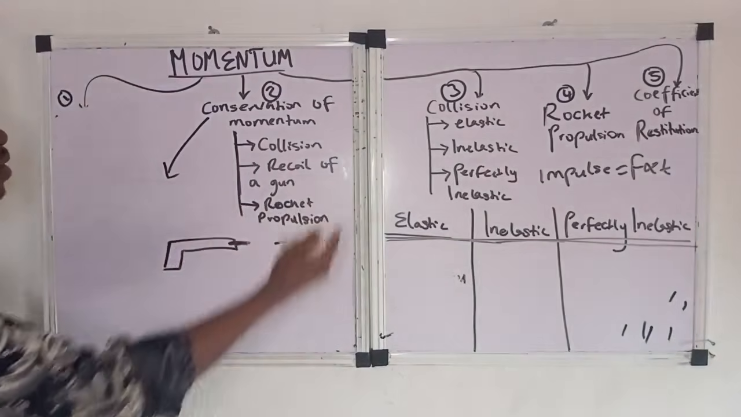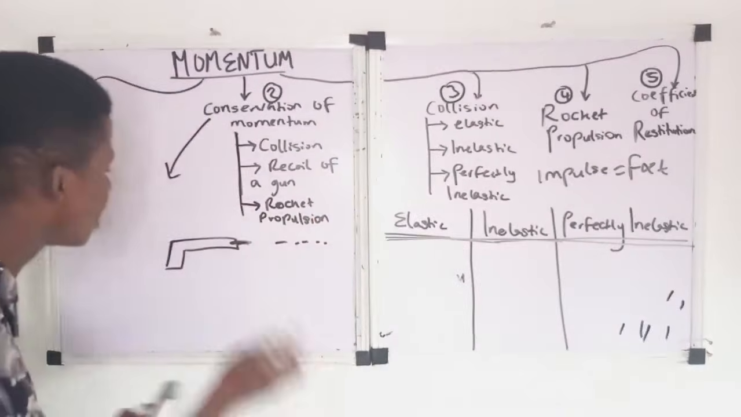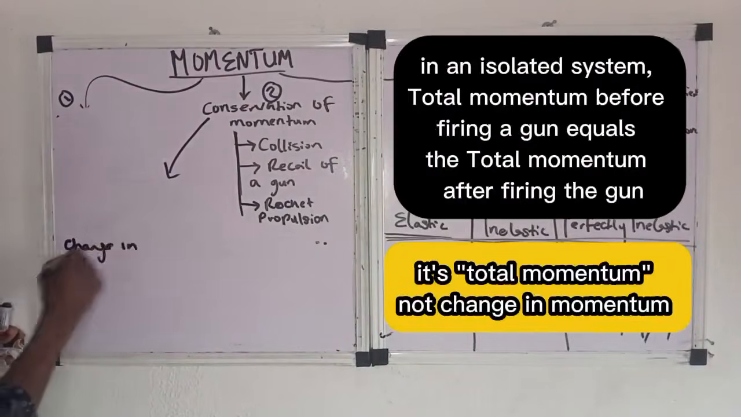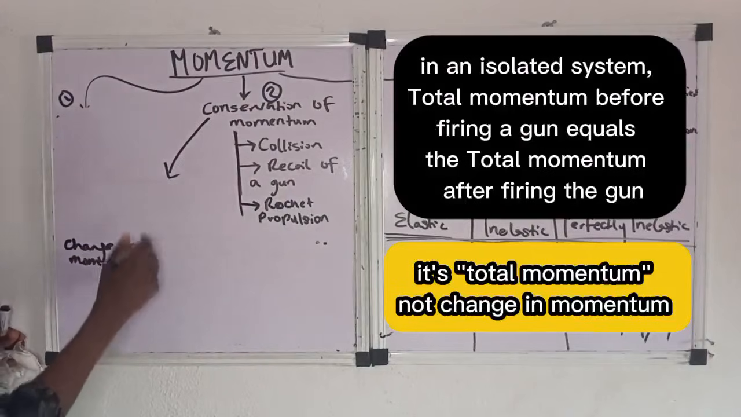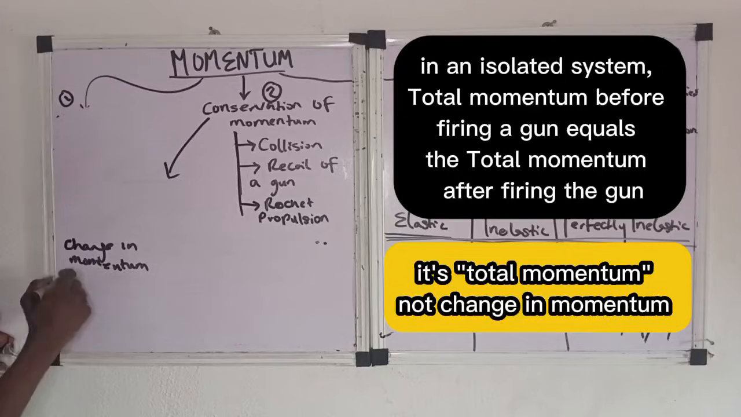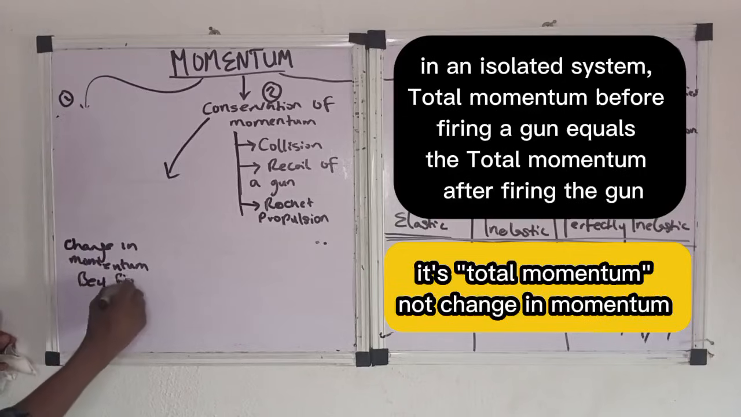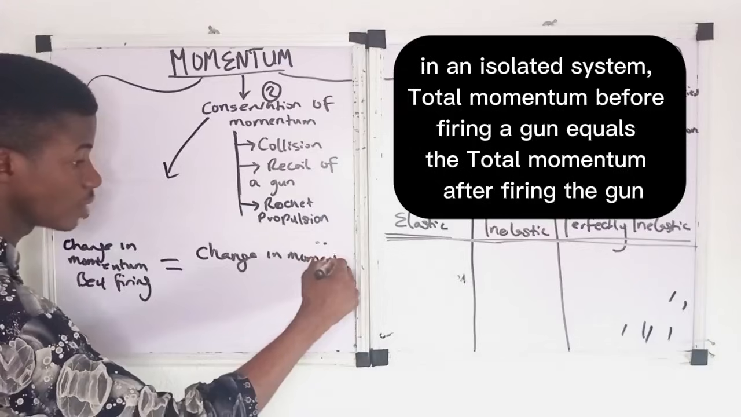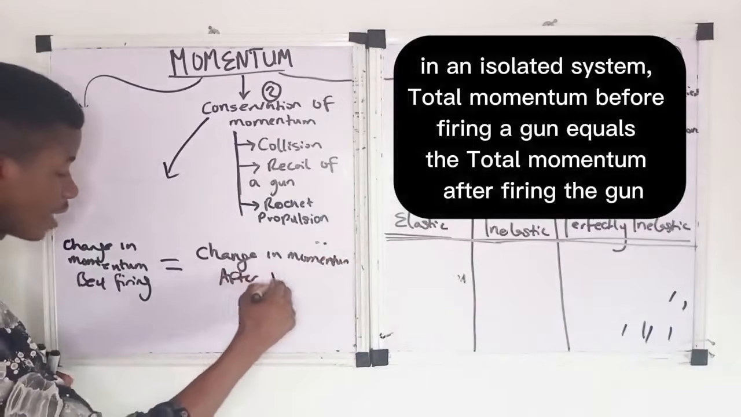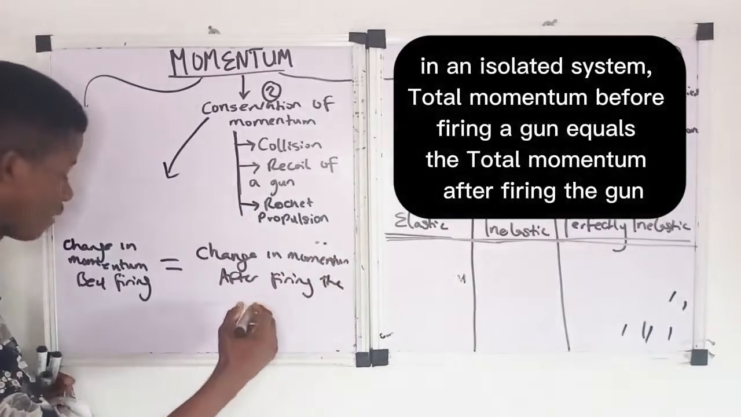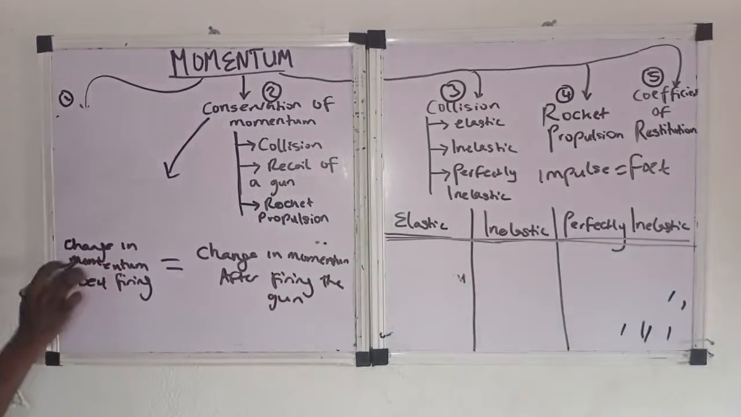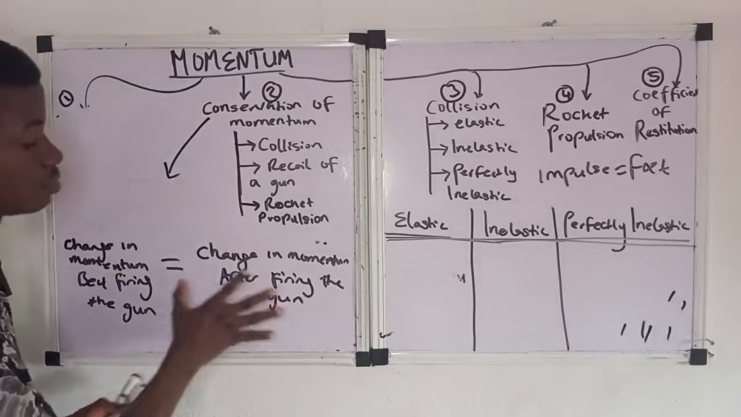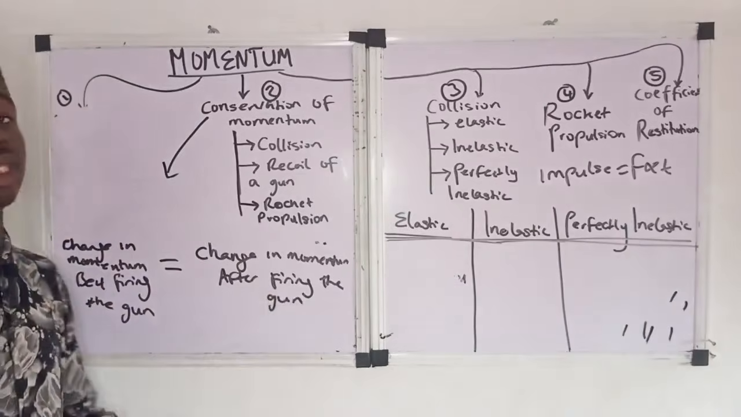Now how does recoil of a gun apply to the law of conservation of momentum? Remember, conservation of momentum says that the momentum before firing the gun equals the momentum after firing the gun.